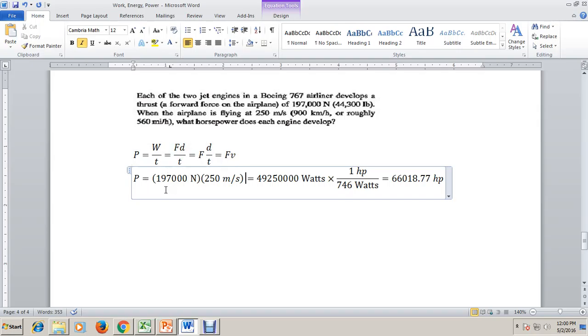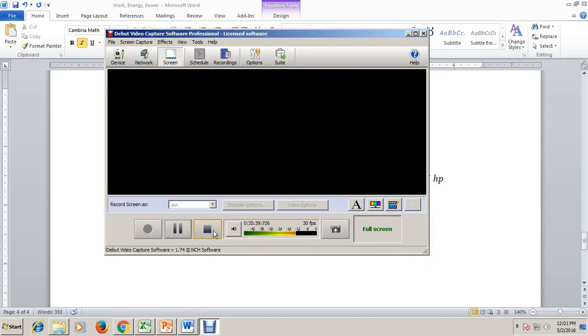Okay, so we're given the force 197,000 newtons multiplied by 250 meters per second. That gives us 49,250,000 watts. Now, for the conversion between watts and horsepower, for every 1 horsepower we have 746 watts. So that would give us 66,018.77 horsepower. Okay, so this ends our lecture video series for work, power, and energy.